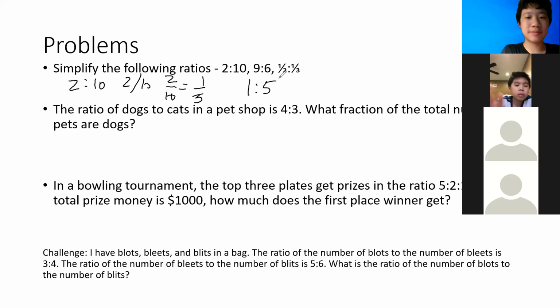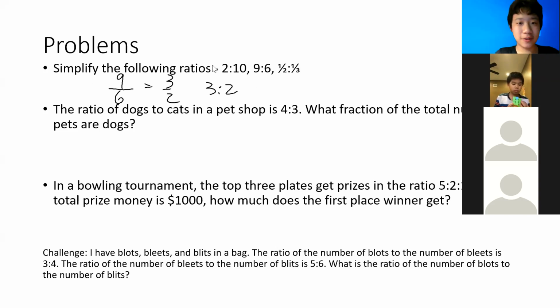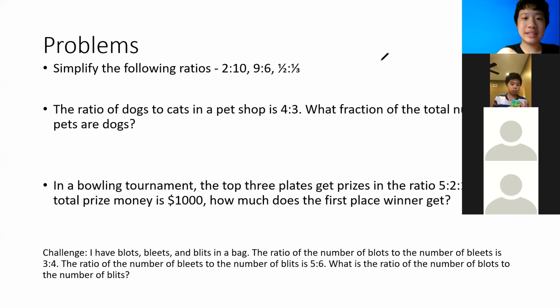Now for the second one, it's basically the same thing. 9 over 6 is 3 over 2, or 3:2. Okay, so in ratios, the order really matters. For example, if we're talking about dogs and cats, you cannot switch them around. Now for the last one. This last one is a little tricky: 1/2 to 1/3. How do I do this one?